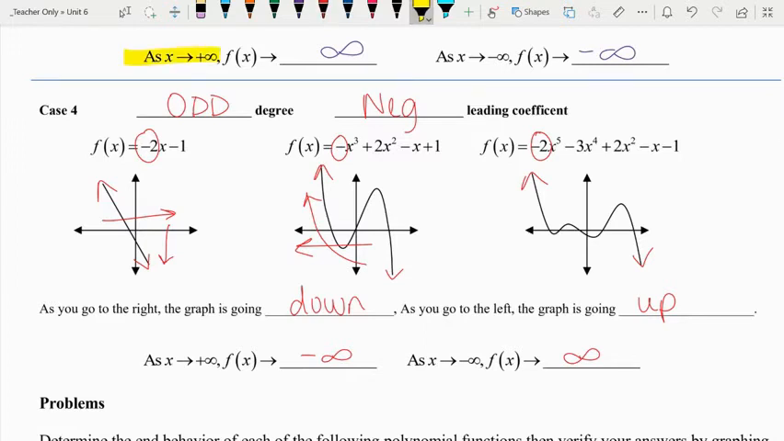If we look at these right here versus these here, it's the same thing, but it's flipped. If it's odd and positive, it matches. If it's odd and negative, it's the opposite. What I mean by that is negative infinity, negative infinity, whereas down here, negative, positive.